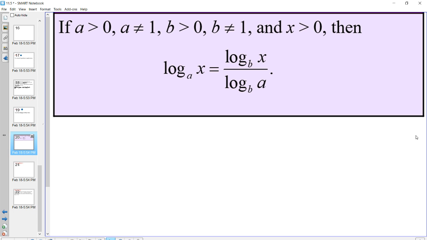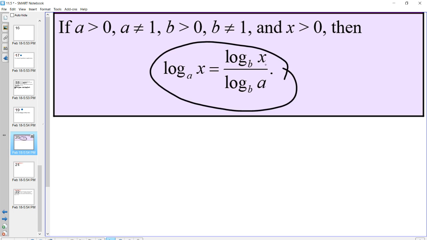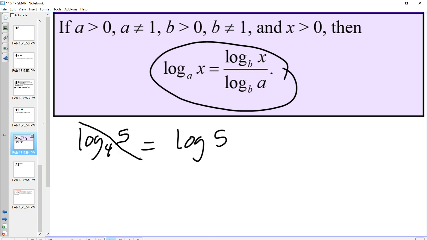But here's what the formula is saying. It's saying log base a of x can be rewritten as log of x over log of a, in a new base b, and b can be whatever. So for example, let's say I had log base 4 of 5. I can rewrite this as log of 5 over log of 4, kind of like a fraction, just a little thing that reminds me. So I've got log base 10 of 5 and log base 10 of 4 in this case. So I've gone from having a log base 4 to everything being in log base 10.